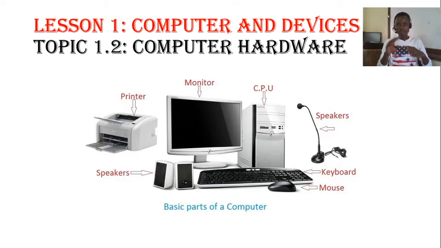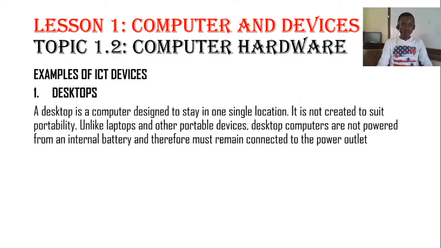You're supposed to know that the major parts of the computer are the monitor, the system unit, the keyboard, and the mouse. That makes up the major parts of the computer. Now, examples of ICT devices. We had already explained what ICT is. We had already said that ICT basically categorizes all digital devices that are able to accept, store, and process data.